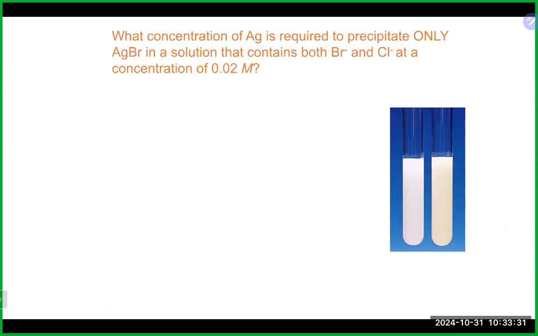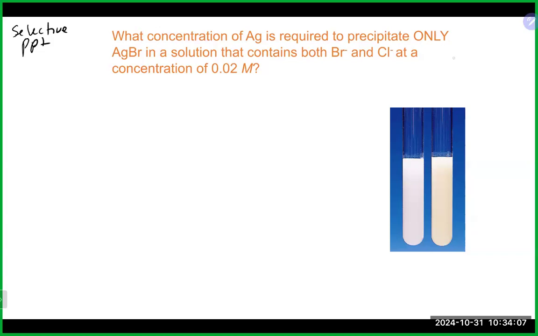Okay. All right, the next thing we're going to talk about is a really practical aspect of KSP: using KSP to help us do what is sometimes referred to as selective precipitation. What that essentially means is, for example, in this particular problem, we want to know what concentration of silver would be needed to precipitate out only silver bromide in a solution that contains both bromide ions and chloride ions.